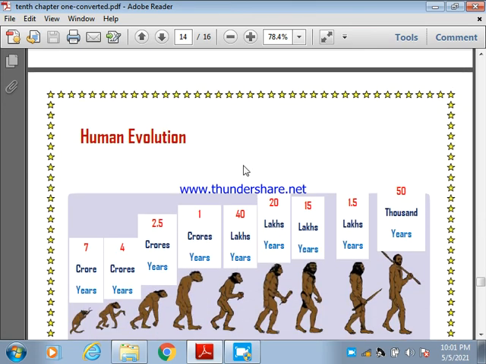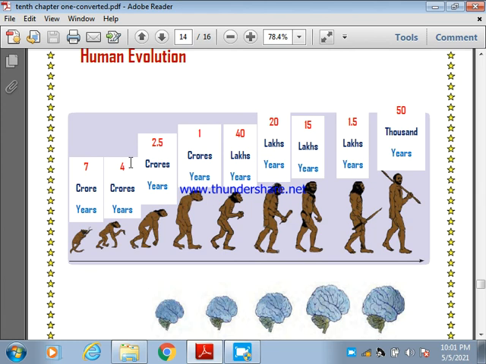Next point, human evolution. Say, 7 crore years ago, humans were like this one, and 4 crore years ago, humans were like this one. 2.5 crore years ago, humans were like this one. 1 crore years ago, humans were like this one. And this is the gradual change of man from 7 crore years ago to 15,000 years ago.